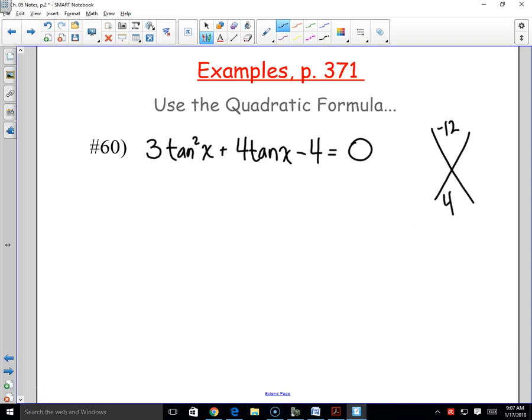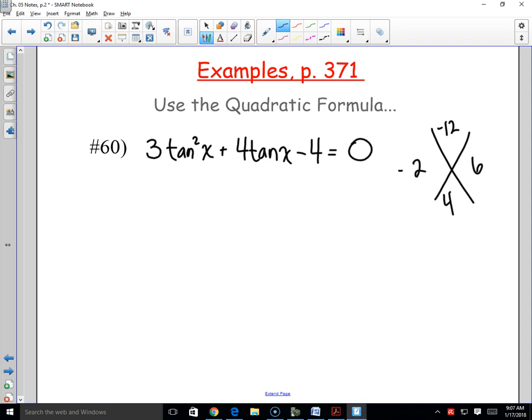Okay, pause. Are you okay with that? Yes. First times last. 3 times negative 4 is negative 12. Middle term is 4. Okay, factors that make 4. Ooh, 2 and 6, right?